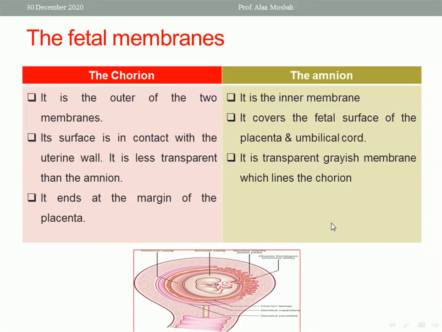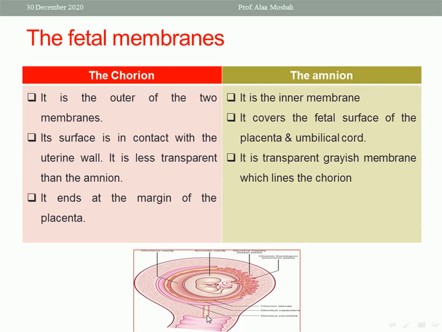So what about the fetal membrane? Please look at this picture. We have the chorion and the amnion. The chorion is the outer one, as you see. The surface is in contact with the uterine wall. It is less transparent than the amnion, and it ends at the margin of the placenta, as you see here.